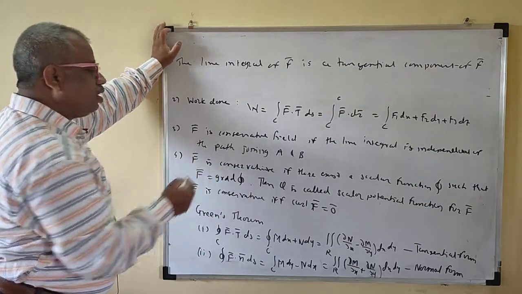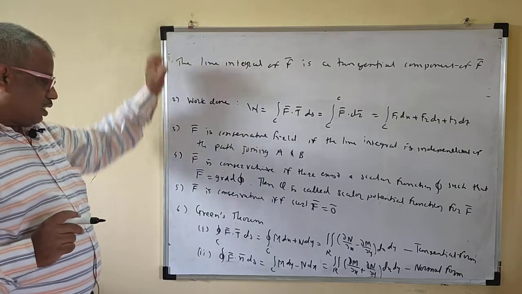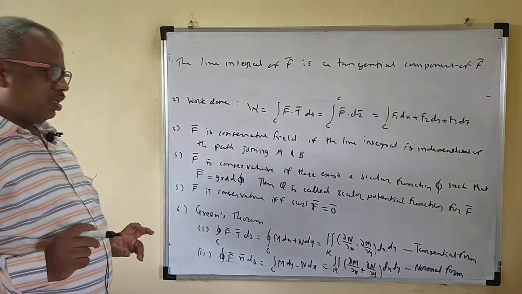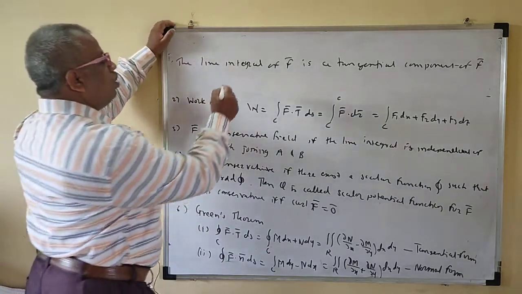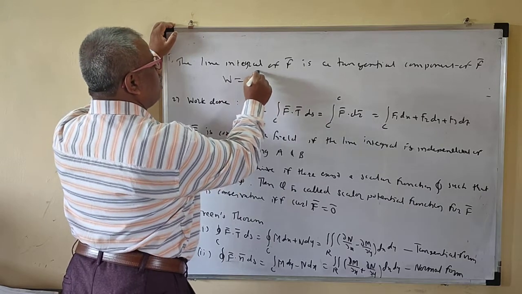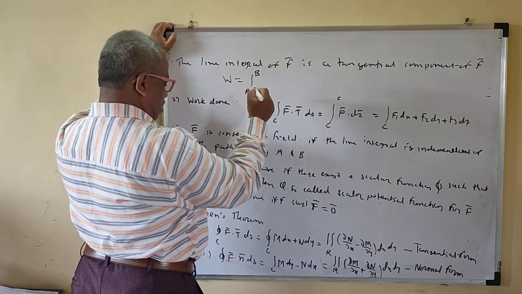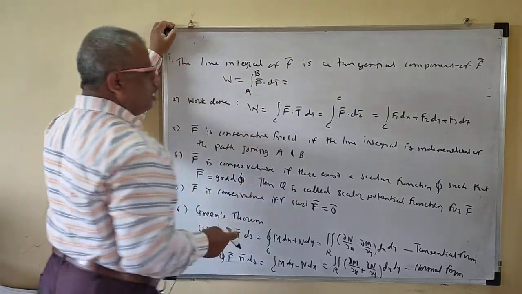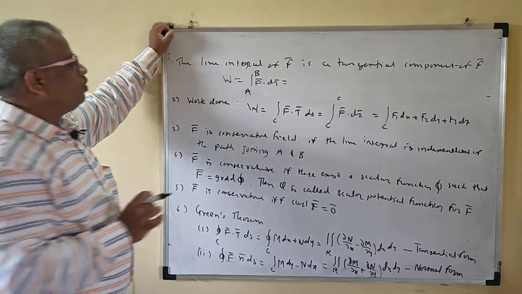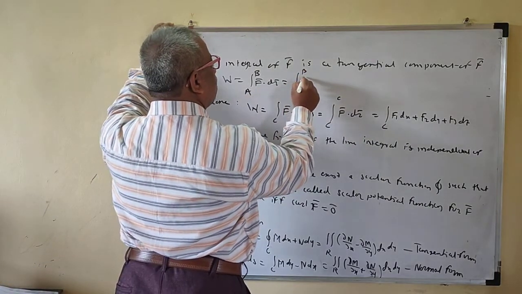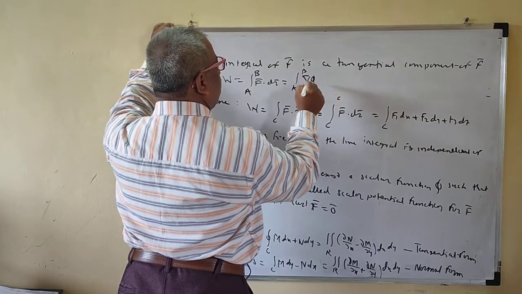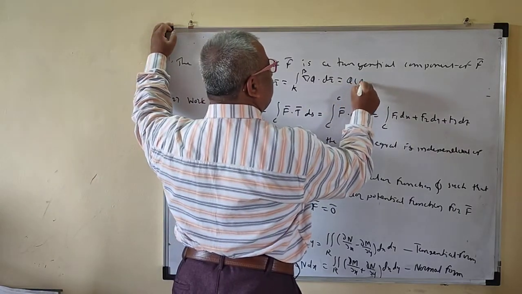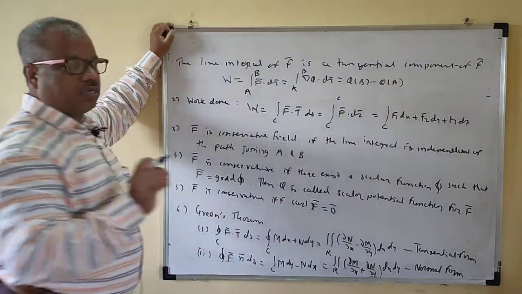The f bar is conservative if there exists a scalar function phi such that f bar is equal to grad phi, and this phi is called the scalar potential function. Suppose this is the line integral from A to B, the work done, of f bar dot dr bar. If it is a conservative vector field, then this is the integral from A to B of grad phi dot dr bar, and this is nothing but phi of B minus phi of A. So this is your work done.